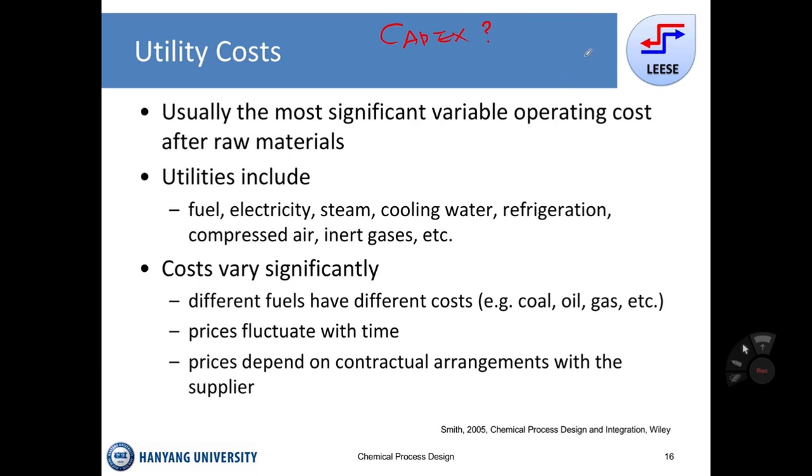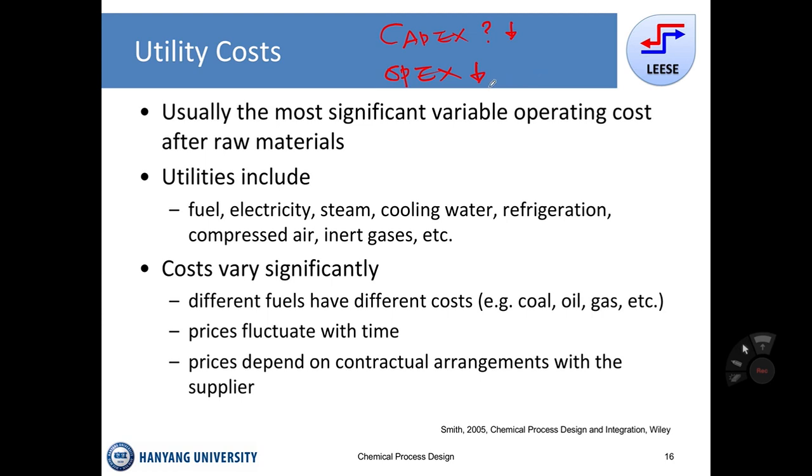In the beginning, before starting your project, we can reduce the capital cost. But once the production plant has been built, once the process starts operating, then we do not have the opportunity to reduce the capex, capital cost. Then we probably need to look at the opportunity for reducing operation cost. Okay.